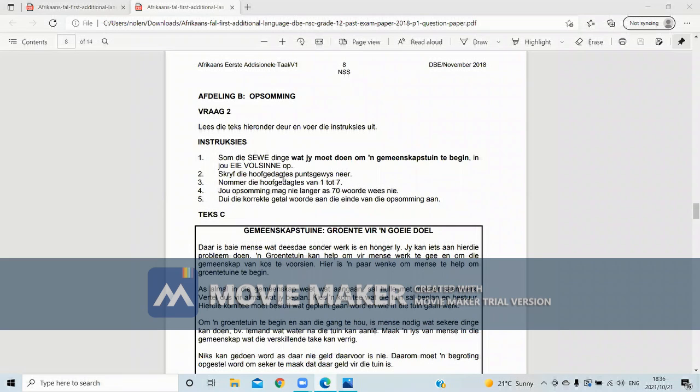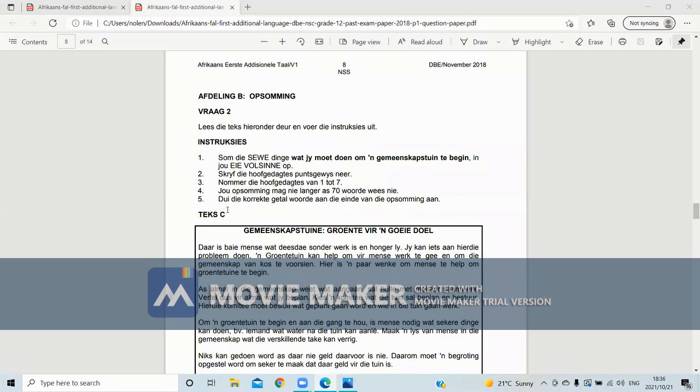Okay, and then write down the main ideas, puntsgewys. Puntsgewys just means not a paragraph, because I think in English you have to do a paragraph for summary. In Afrikaans, you do puntsgewys. Like how it's numbered here, you do that, exactly the same, actually. You number it 1 to 7. It says number the main ideas 1 to 7, and then it says your summary may not be longer than 70 words.